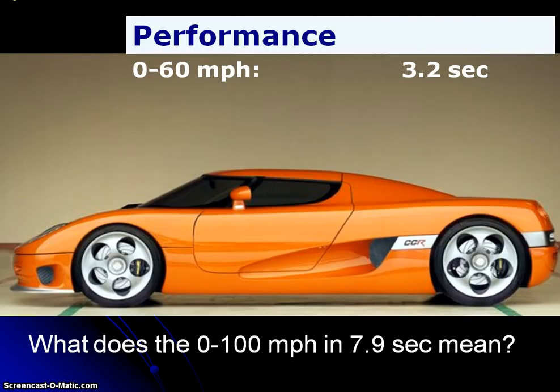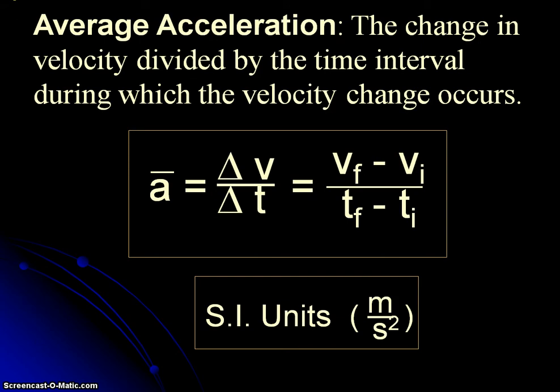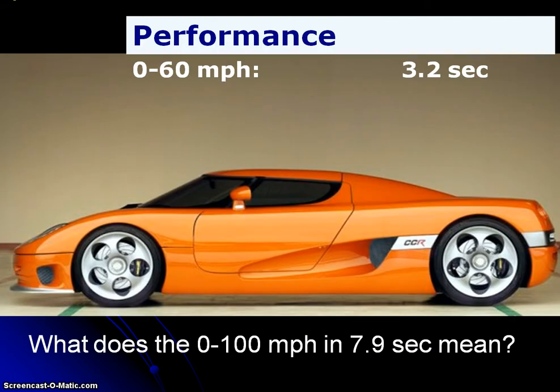Okay, so performance. This is a picture of my car, by the way, sitting in my very spacious garage, and it goes from 0 to 60 in 3.2 seconds. What exactly does that mean? Or if I had 0 to 100 miles per hour in 7.9 seconds, what does that mean?